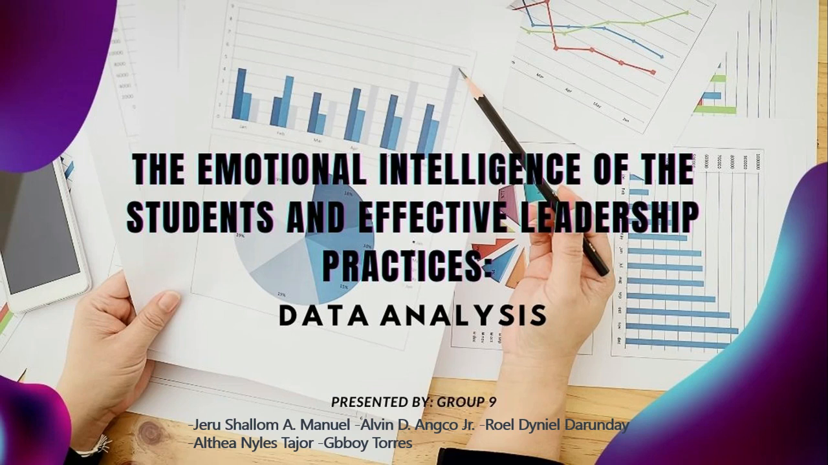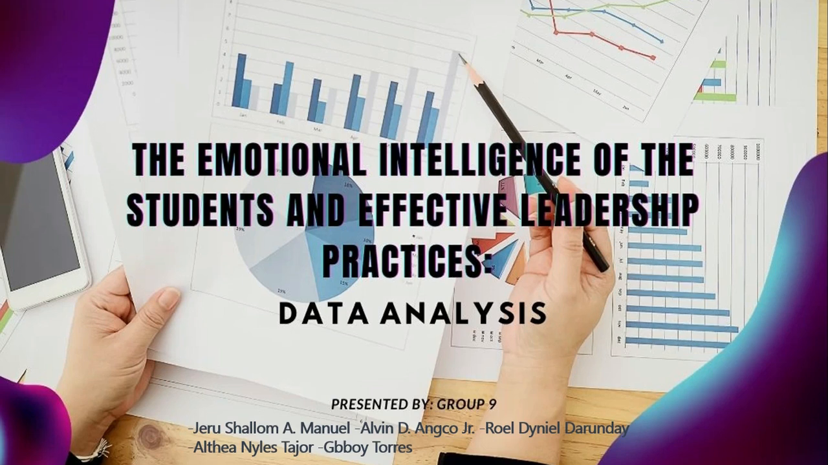There are 10 questions on the questionnaire, and it is divided into two. Questions 1 to 5 represent the first variable, and questions 6 to 10 represent the second variable. This data has a total of 50 respondents. Part of the data analysis is the frequency of the demographic profile, mean and standard deviation, Cronbach alpha value, Pearson R, and the ANOVA. Before we get started, let us define the two variables.